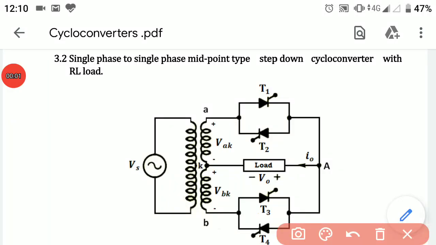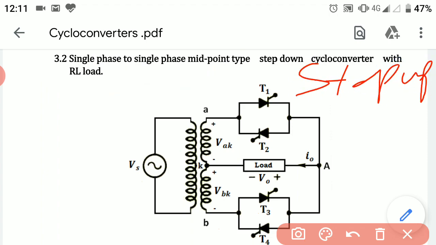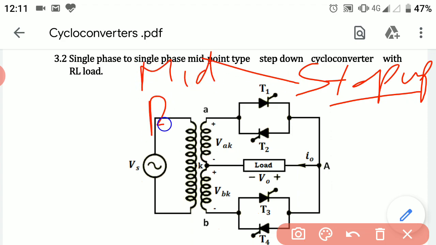Hello. Today we will discuss the cycloconverters based on RL load. Till now we have discussed step up cycloconverters. Those were midpoint and bridge type.